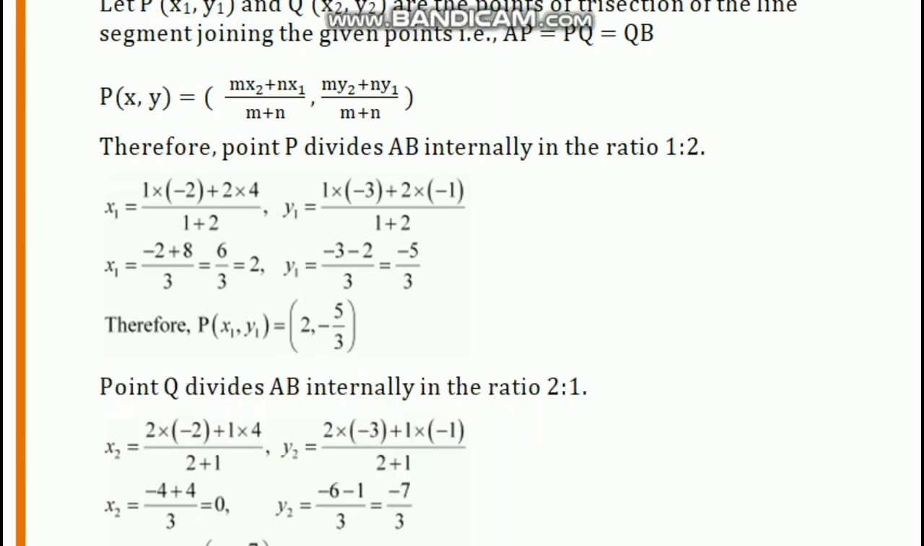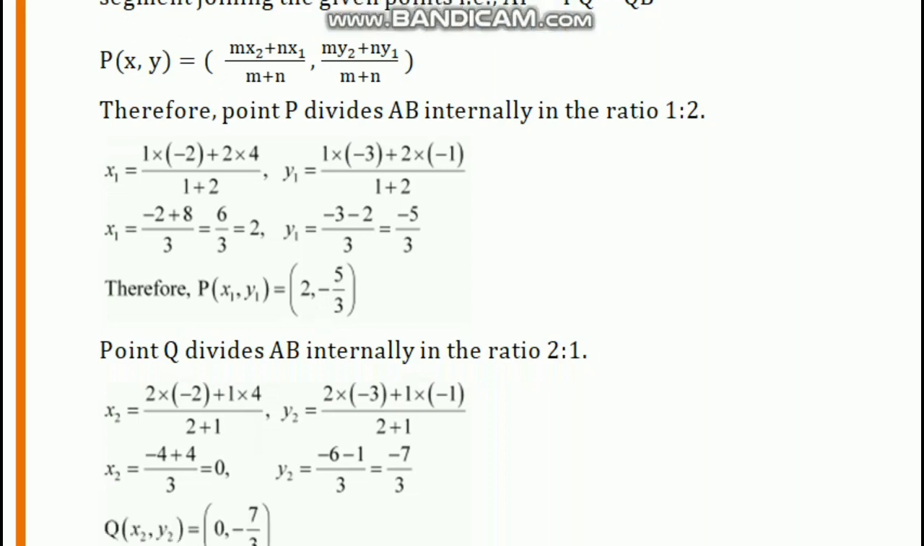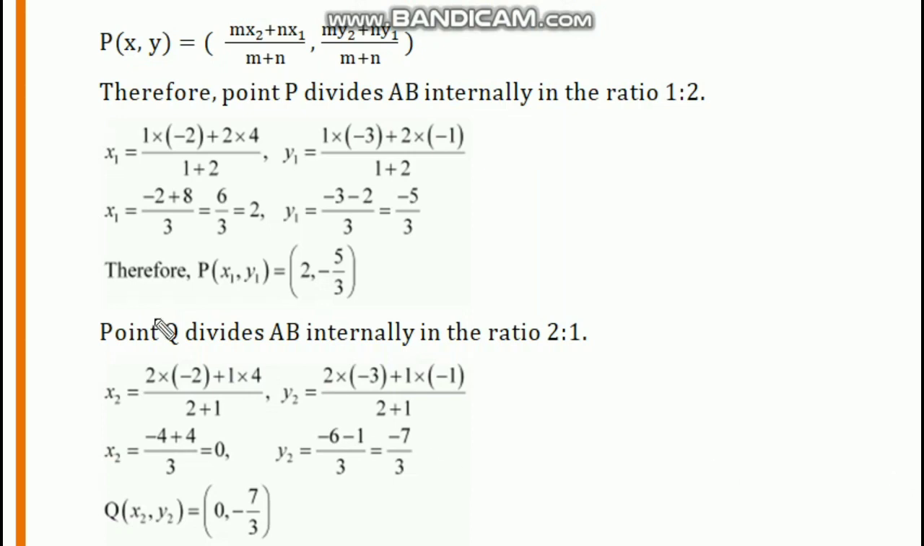So 2 is to 1 means m is 2 and n is 1. Then substitute in the section formula. If you substitute, we get x as 0 and y as minus 7 by 3, that is the Q value. Therefore Q is equal to (0, -7/3). So we found the values of P and Q.